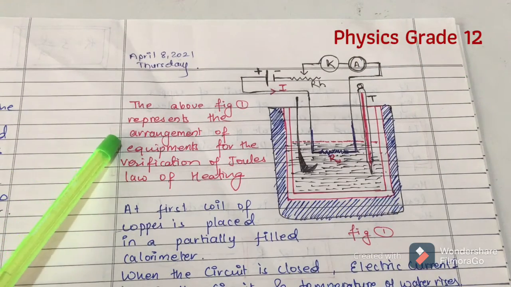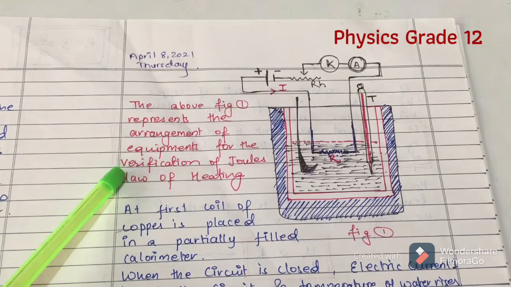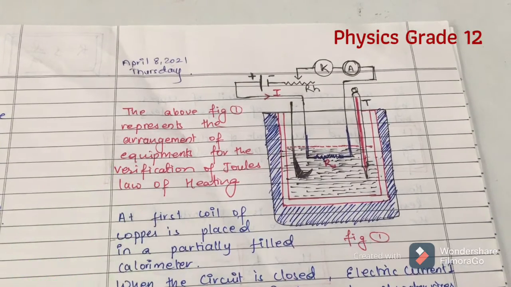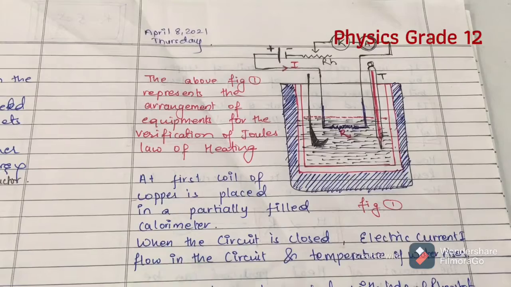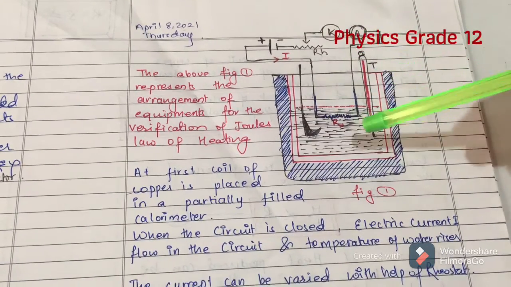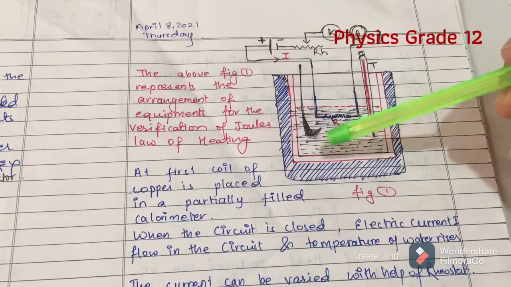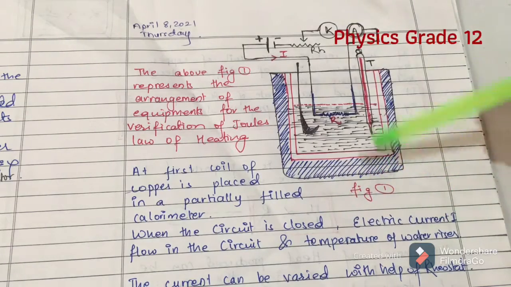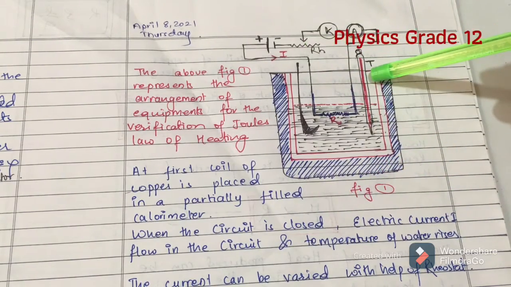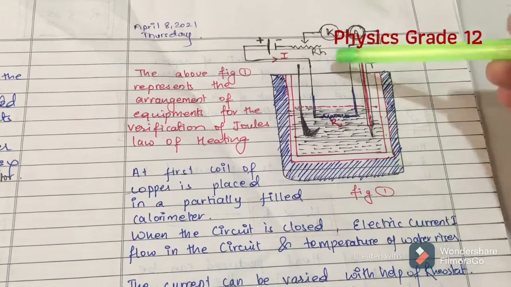The above figure 1 represents the arrangement of equipment for the verification of Joule's law of heating. यसमा चाहिँ at first the coil of copper is placed in a partially filled calorimeter. When the circuit is closed, the electric current I flows in the circuit and the temperature of the water rises. The current can be varied with the help of the rheostat.